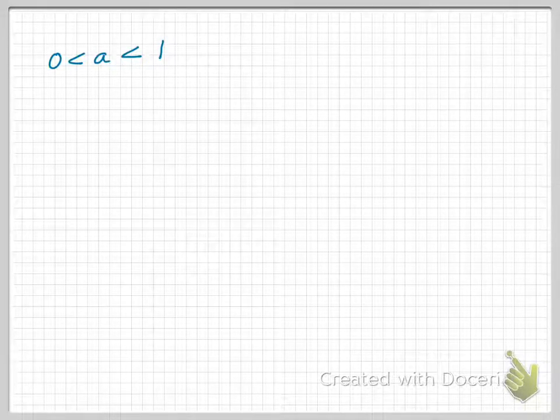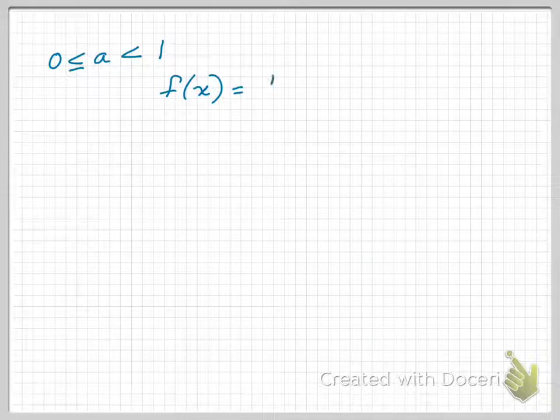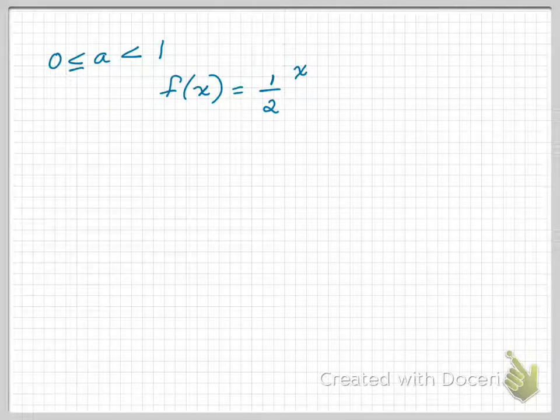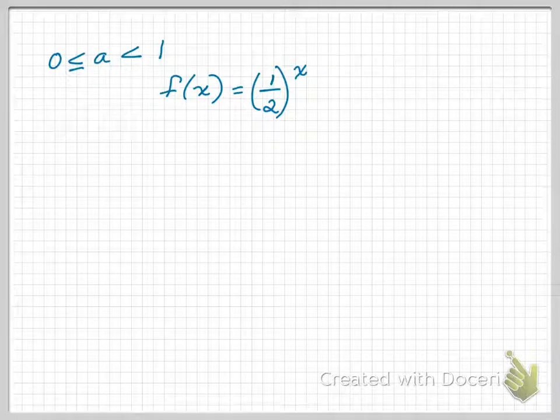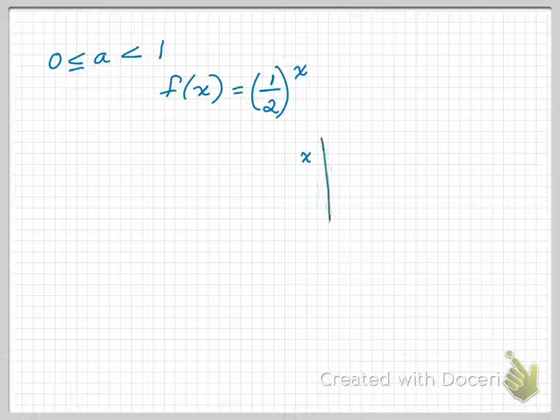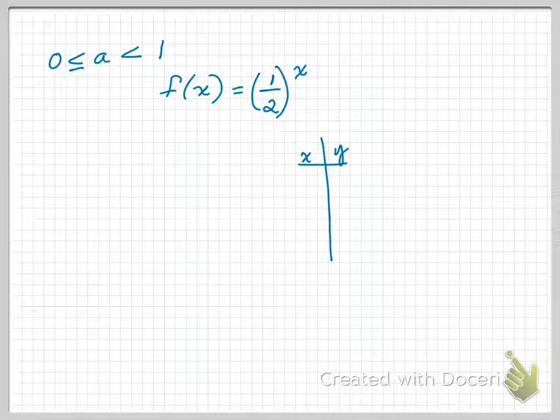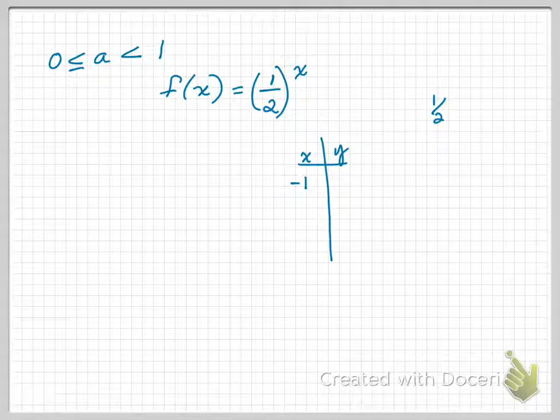And so here, we'll let f of x equal 1/2 to the x. Sometimes you'll see that with parentheses around it, sometimes not. It's implied that the entire 1/2 is the base, okay? So here, we'll make a little table, all right? And so we have here, just pick some values, so negative 1. So I have 1/2 to the negative 1, so that'll be 2.